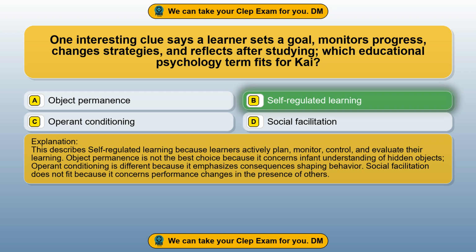This describes self-regulated learning because learners actively plan, monitor, control, and evaluate their learning. Object permanence is not the best choice because it concerns infant understanding of hidden objects. Operant conditioning is different because it emphasizes consequences shaping behavior. Social facilitation does not fit because it concerns performance changes in the presence of others.